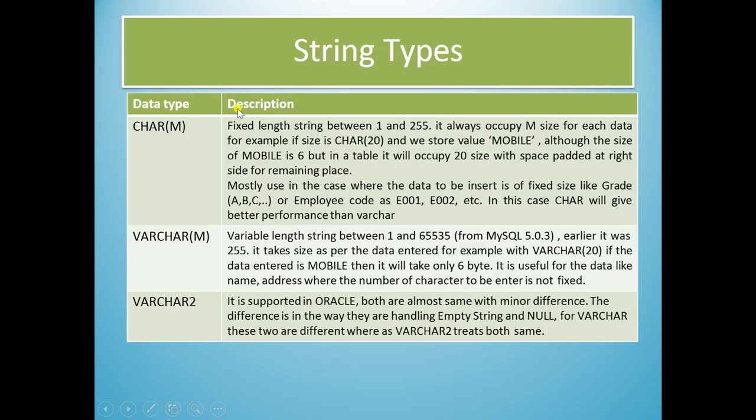Now string type. In string type you have char and an argument. It is a fixed length string between the range 1 to 255. This m is related to the size. If you are writing 20, it means it will occupy the 20 size, 20 bytes. Okay.